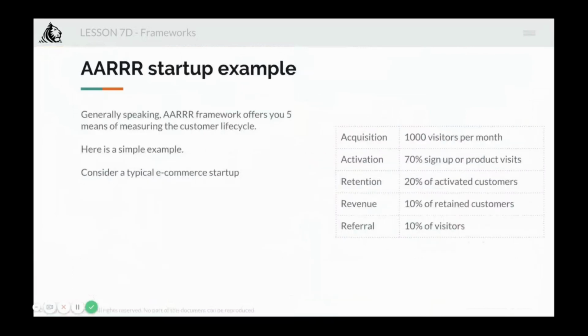So to give you an idea, generally speaking, the AARRR framework offers you five means of measuring the customer life cycle. Here's a simple example. A website is getting 1,000 visitors per month. That is the acquisition. And its activation conversion is 70%, so they are getting nearly 700 users per month. Only 20% of 700 users will return after the first visit. That is retention. From 20%, which is about 140 users, only 10% are paying revenue, or they are paying customers.